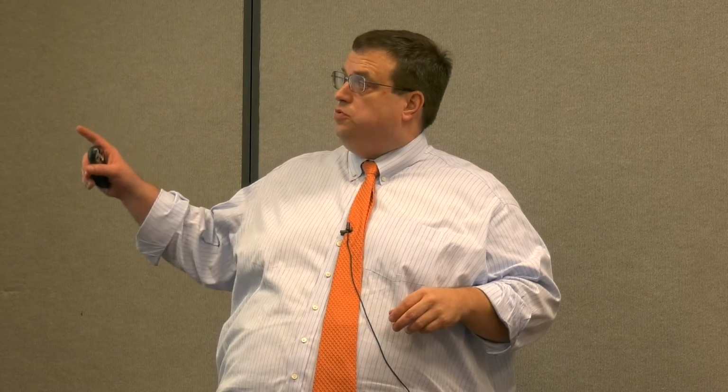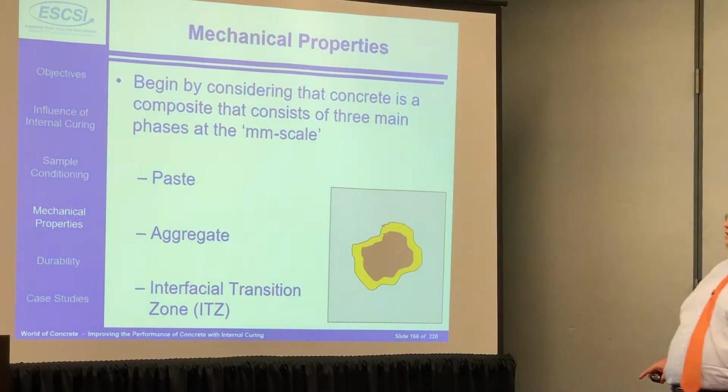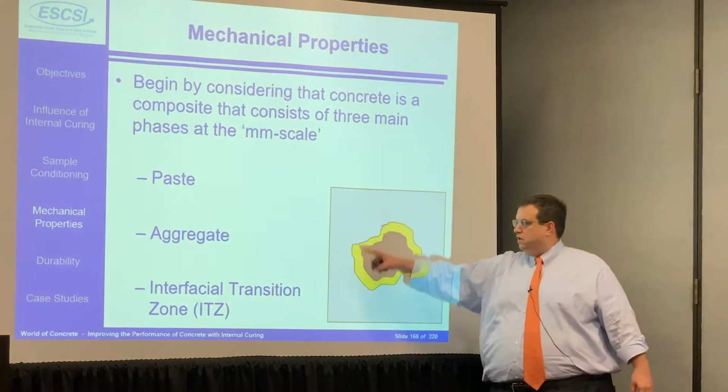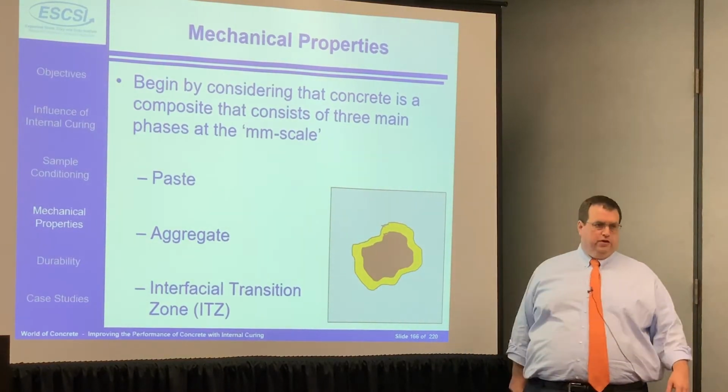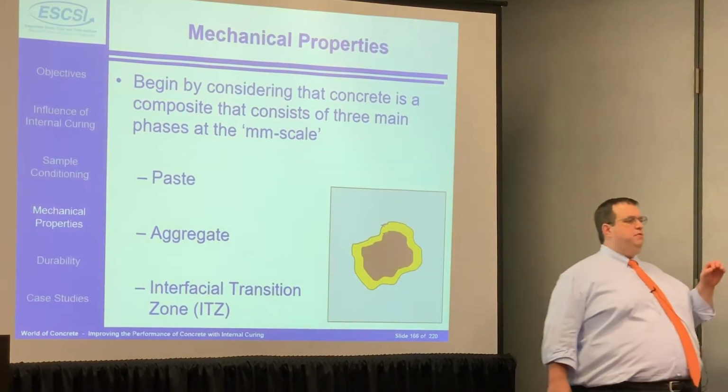Now if we look at this, we can think about the fact that we typically have some paste, we have some aggregate, and then we have this ring around the aggregate. That ring tends to be highly porous, and it tends to have an overabundance of calcium hydroxide. So you may say, well, what the heck is calcium hydroxide?